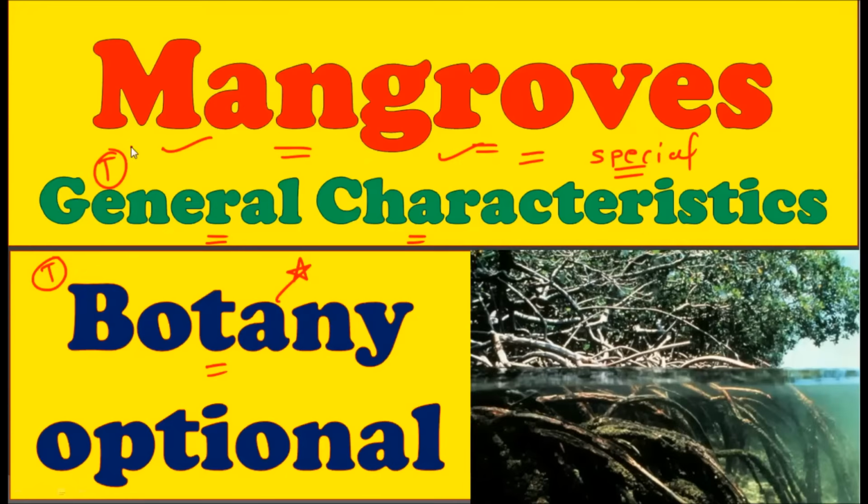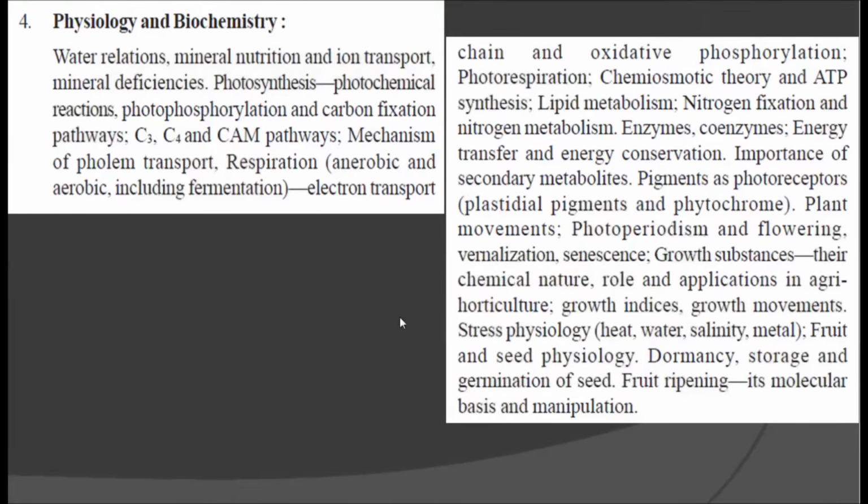So let's check out the general characteristics of mangroves. Now, this has been given in your UPSC Botany optional syllabus in unit number 4 of paper second. Here, we have the stress physiology for heat, water, salinity, and metal. So, this topic indirectly covers the mangroves, and that is why you often see questions on mangroves in the UPSC mains examination for the Botany optional subject.